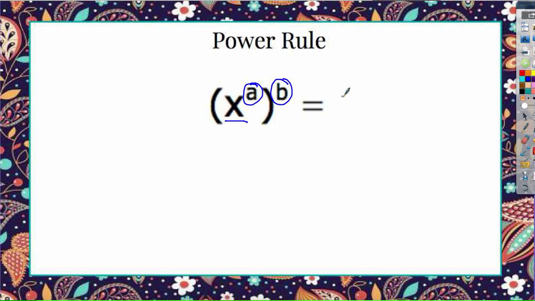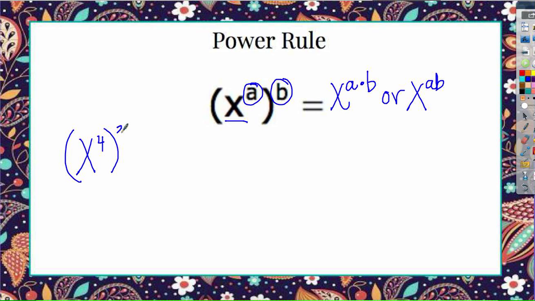So if I have x to the a to the b, this is going to be x to the a times b, or you could just write it x to the ab. We know that means multiplication. So for example, if I have something like x to the fourth power to the third power, that set of 4 x's is happening 3 times, and so in the end I end up having 12 x's. So these end up being multiplied to give me x to the 12th power.